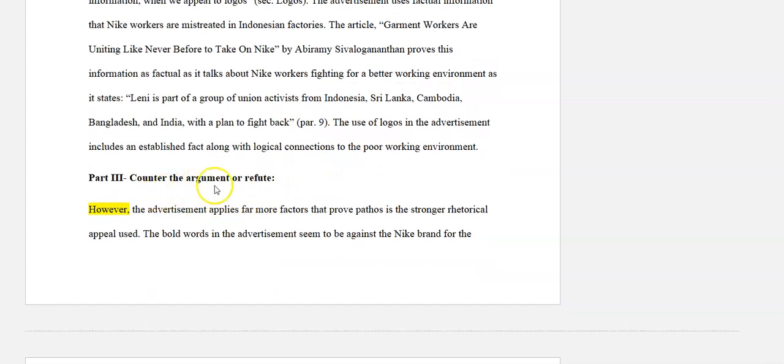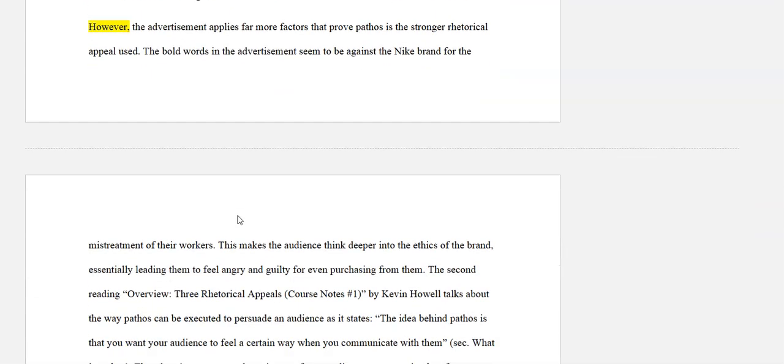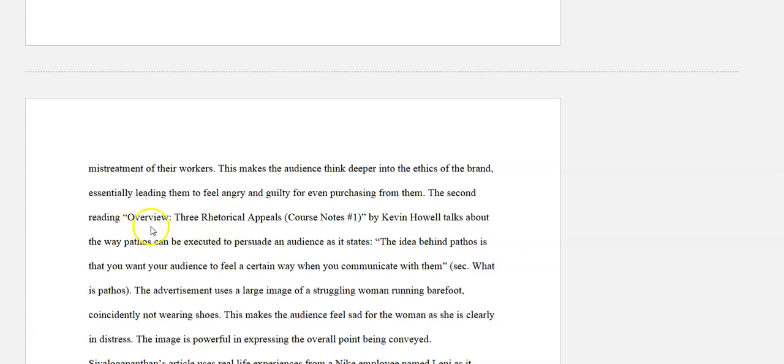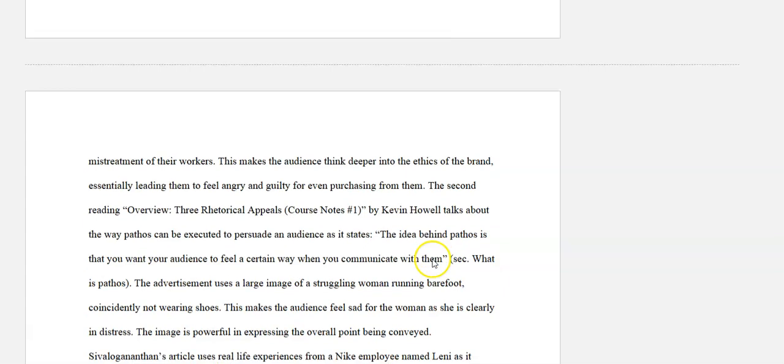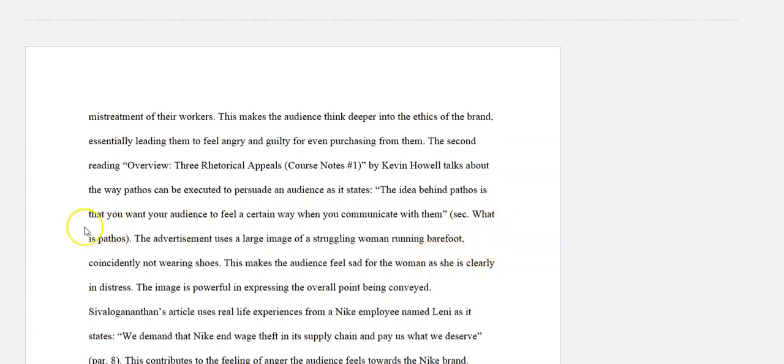Then part 3, counter the argument or refute. So opposing is logos. Now you're going to refute or spin it back to pathos, which is your pro, or her pro. Then she goes through. Again here, she's introducing the second reading. Good, perfect. And then here she put section. Again, she could put par or she could put page number.